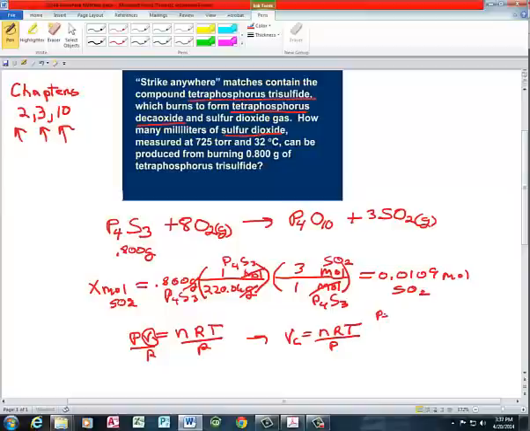The pressure is equal to 725 torr, which we need to convert to atmospheres. We do that by dividing by 760 torr per atmosphere. That gives us a grand total of 0.954 atm. Then we need the temperature to be in kelvins. The temperature is given to us as 32 degrees Celsius, which we'll convert to kelvins by adding 273, which gives us 305 kelvins.